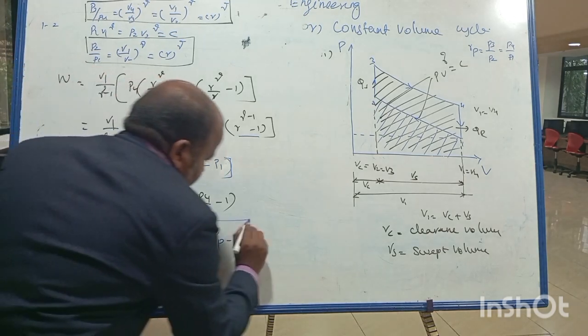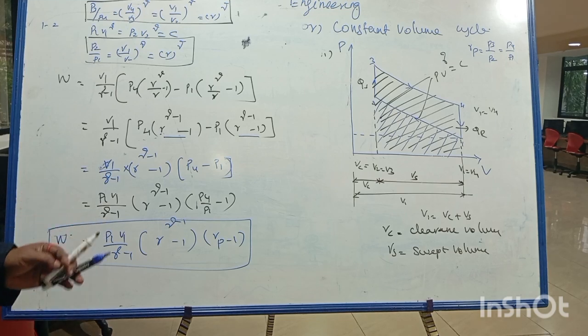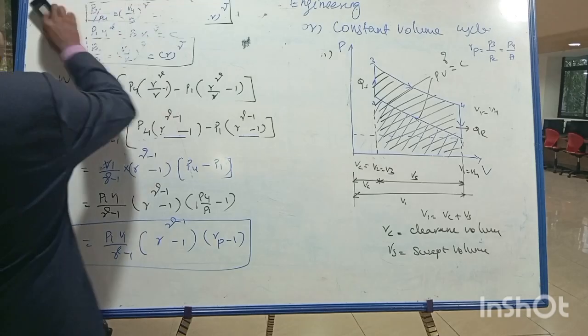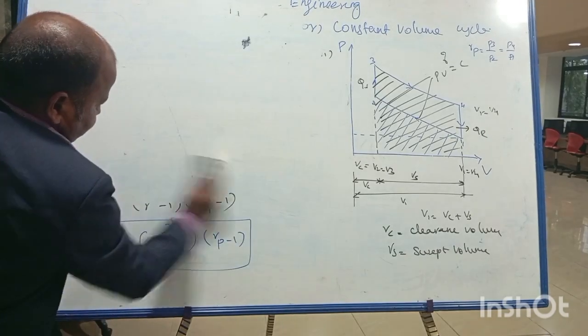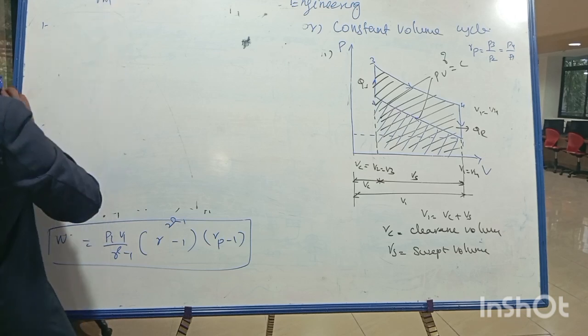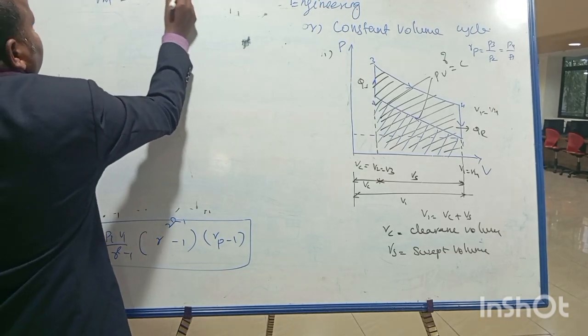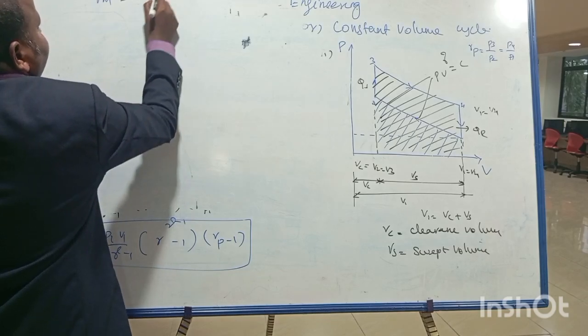So now we are going to derive the final step, that is the mean effective pressure. Already I told you, right? Mean effective pressure PM should be equal to work done divided by swept volume.